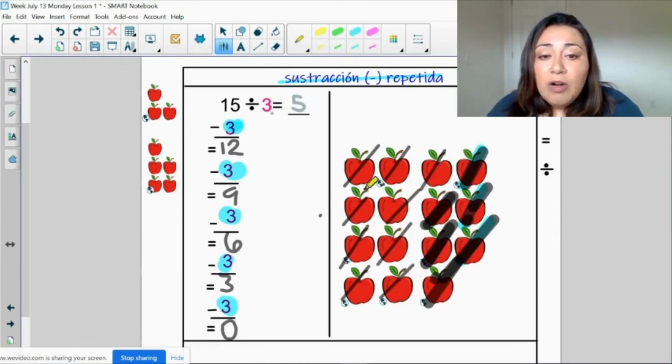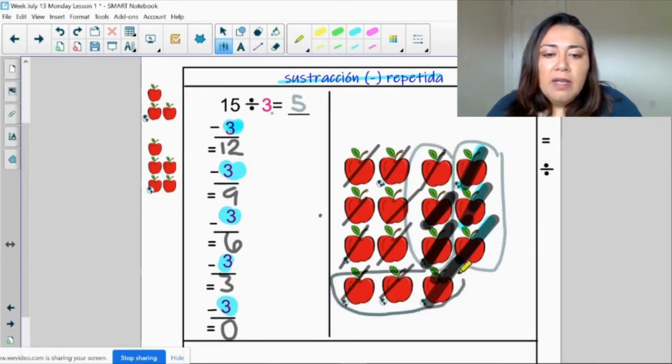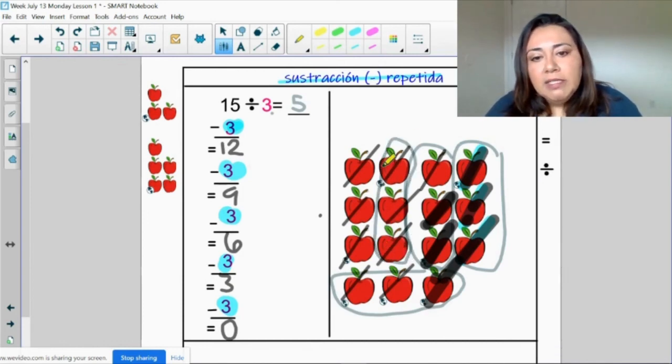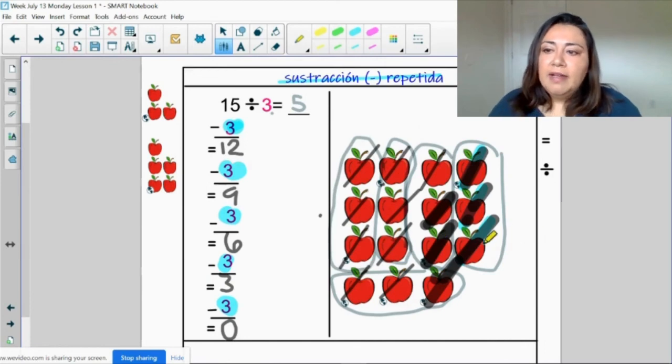Si querían comprobarlo con nuestro dibujo acá usando las manzanas, circularíamos 1, 2, 3, 4 y 5. Y ahí está.